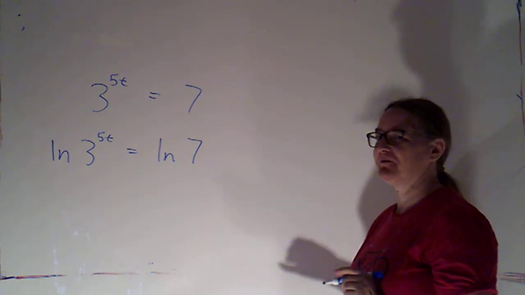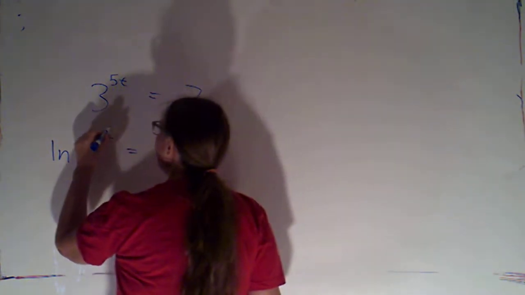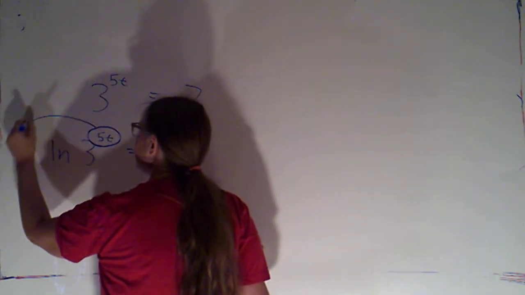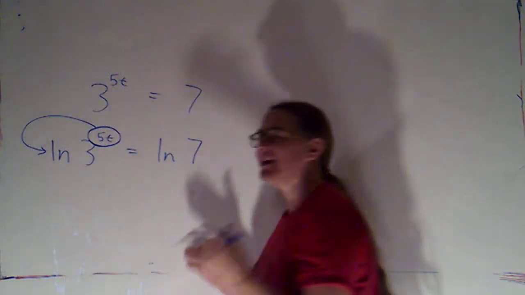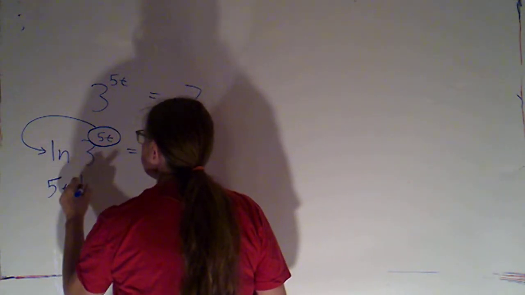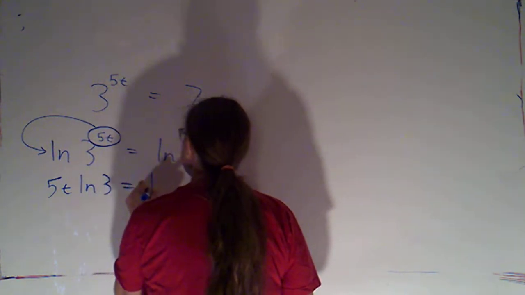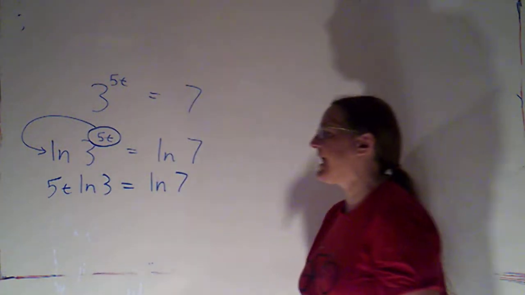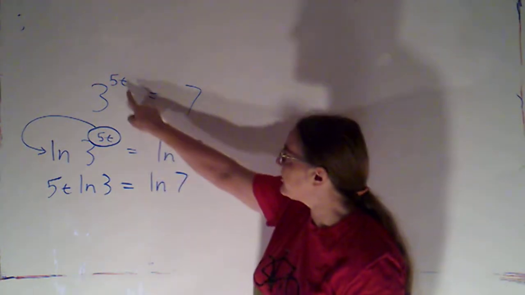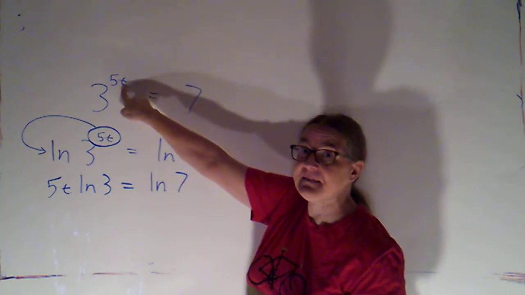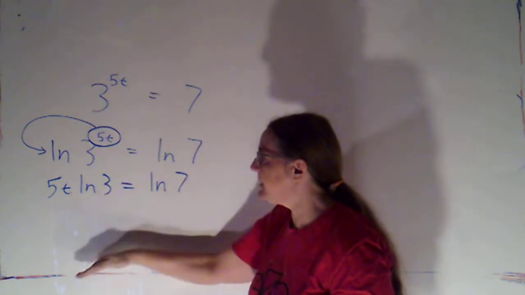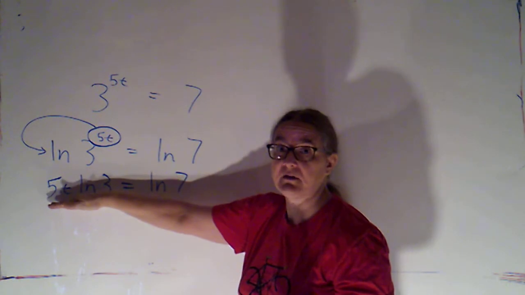But I can use my rule of logs. My rule of logs says when I have the log of something to a power, I can bring that power down. So this is 5t times the natural log of 3 is equal to the natural log of 7. So the variable was up there in the exponent position. By taking the log, I'm able to bring it down to ground level.